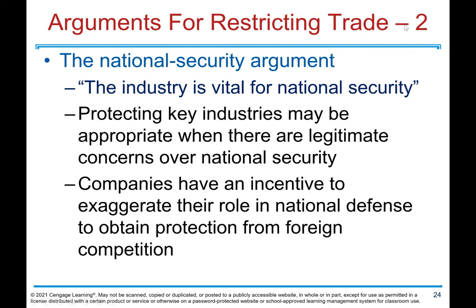Arguments for restricting trade, too. Two, the national security argument. The industry is vital for national security. Protecting key industries may be appropriate when there are legitimate concerns over national security. Companies have an incentive to exaggerate their role in national defense and obtain protection from foreign competition.